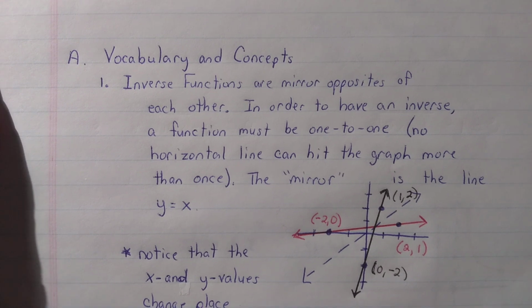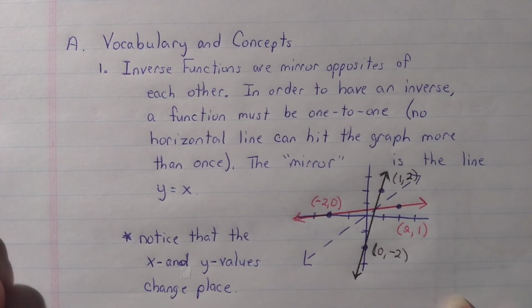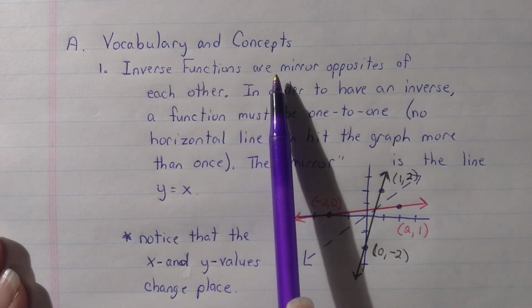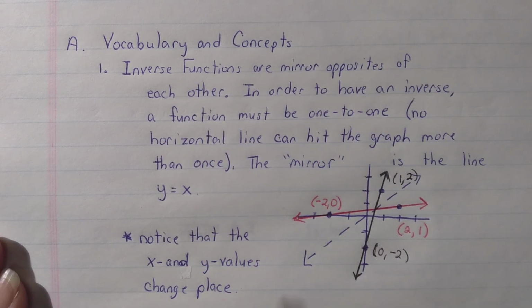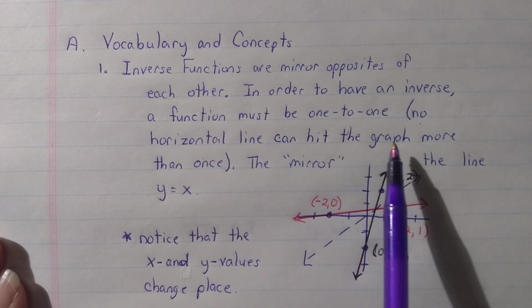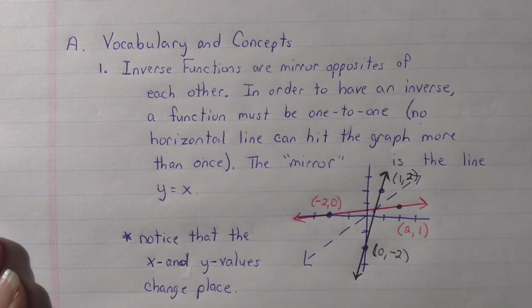Vocabulary and concepts. Now, we have not done much with inverse functions this year. You've seen them once or twice in Algebra 1 and in geometry, so I want to go over a little bit of a reminder about them. Inverse functions are mirror opposites of each other. In order to have an inverse, a function must be 1 to 1, and that means that no horizontal line can hit the graph more than one time. The mirror is the line y is equal to x.